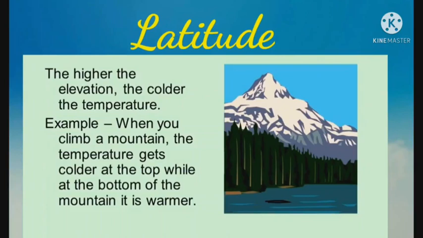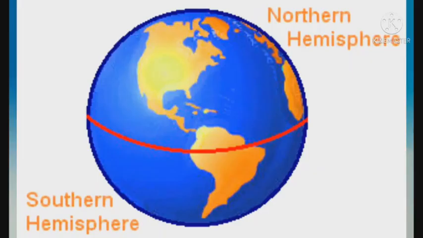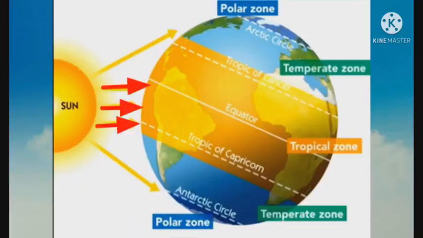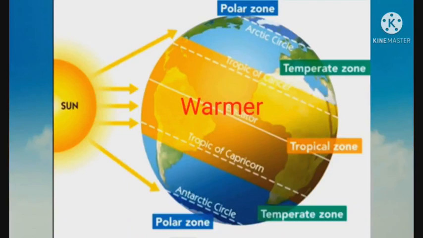First, latitude. Latitude means the distance from the equator. Students, you know that the earth is divided exactly into half by an imaginary line called the equator. Places closer to the equator are warmer than places closer to the poles. Due to this, equator gets more sunlight and is warmer. On the other hand, the polar regions get the least sunlight and are very cold.